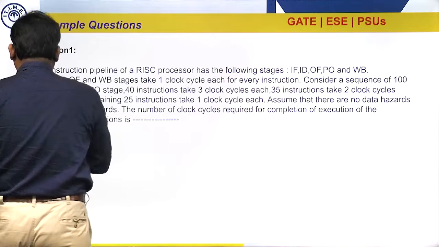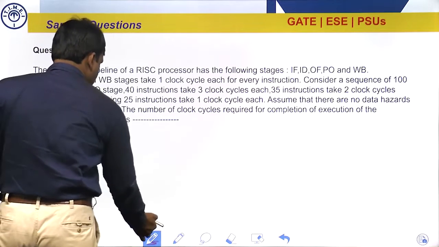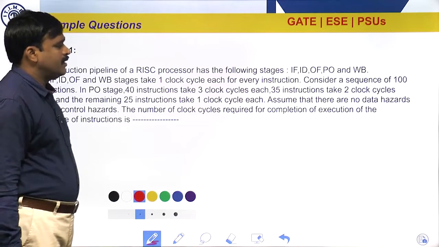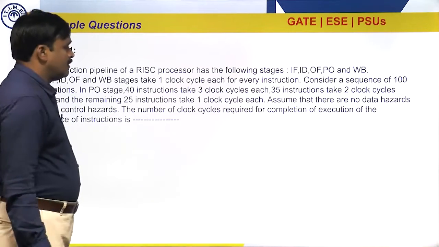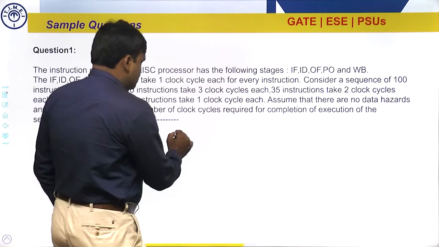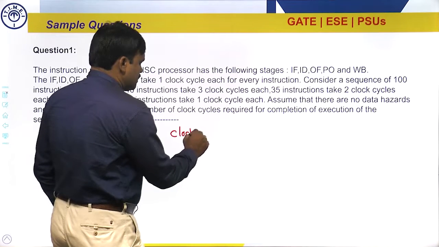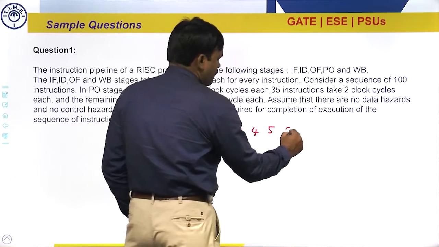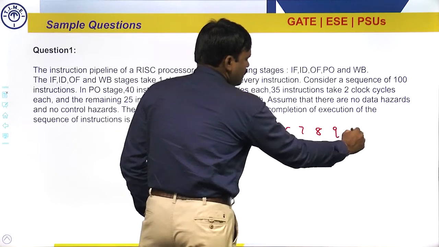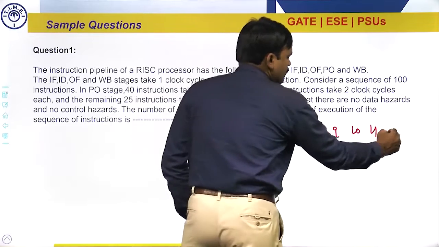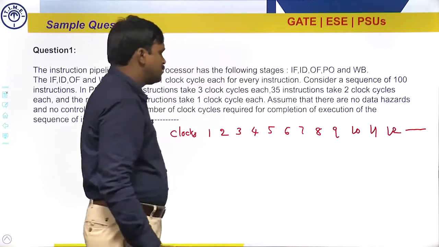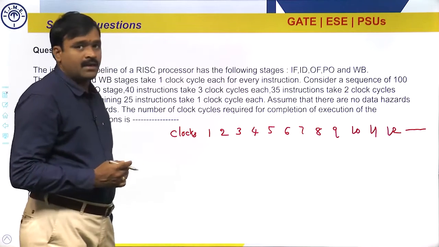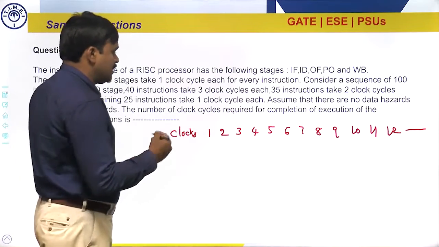So there are 5 stages. It is mentioned for each stage the number of clock cycles required: IF, ID, OF, PO and WB stages. Now let us see the clock cycles required. Let us suppose you are taking the clocks like this: clock cycle 1, 2, 3, 4, 5, 6, 7, 8, 9, 10, 11, 12 and so on. We can't show all the 100 instructions, so we have to make an assumption and accordingly calculate the total number of instructions and clock cycles required.